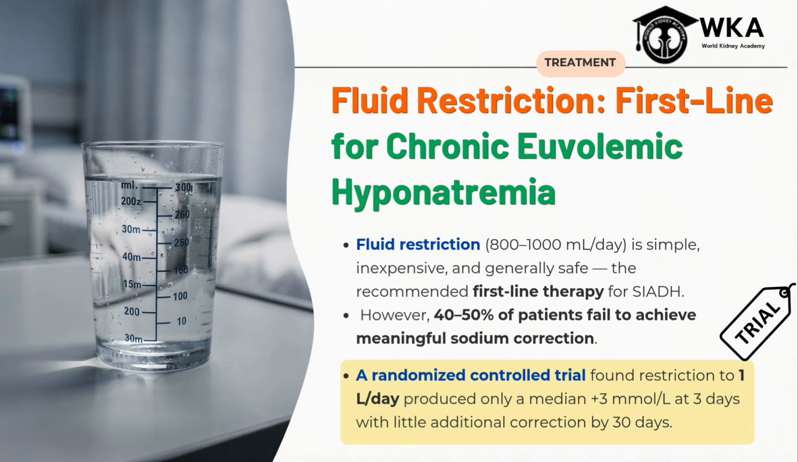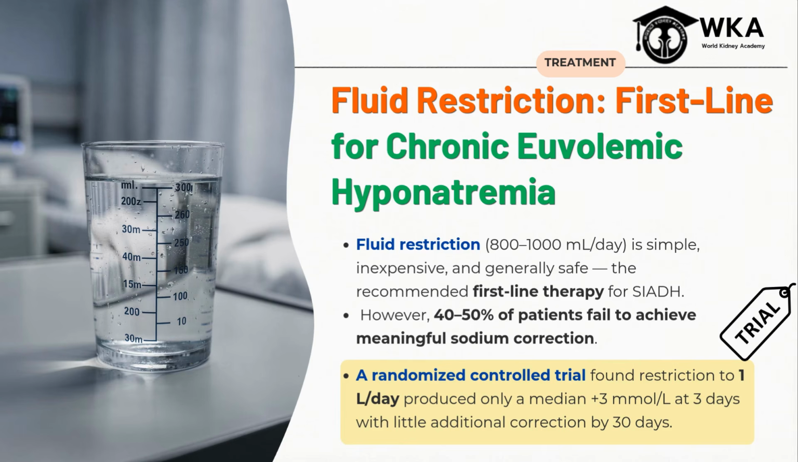The principle is straightforward: reduce free water intake below the kidney's impaired excretory capacity, allowing gradual correction of serum sodium. Most guidelines recommend restriction to around 800 milliliters to 1 liter per day. It's simple, inexpensive, and generally safe, which explains why it continues to be widely recommended. However, in real-world practice, the response is often disappointing.